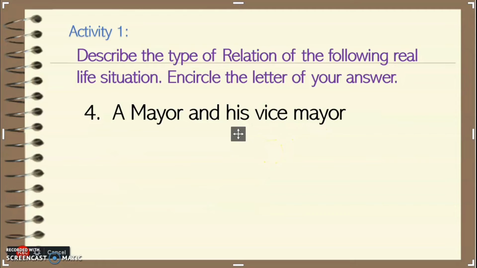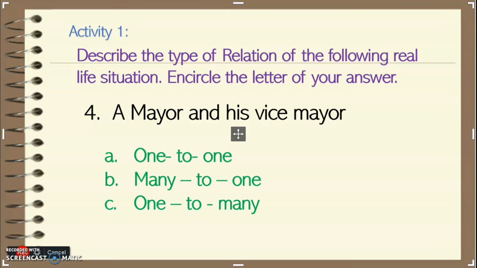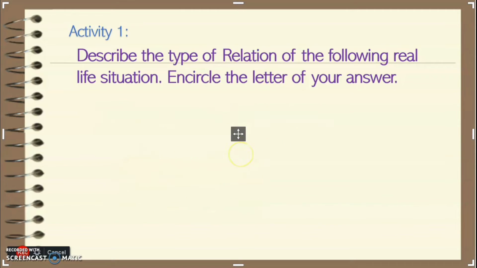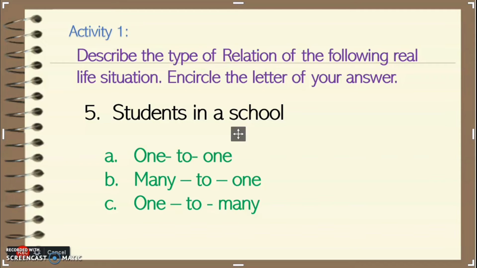A mayor and his vice mayor. One-to-one, B, many-to-one, C, one-to-many. And the answer is one-to-one. Students in a school. One-to-one, many-to-one, one-to-many. The answer is many-to-one because students, marami in a school, one school. Okay.